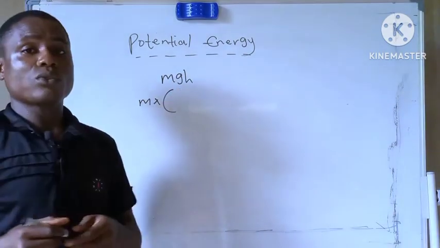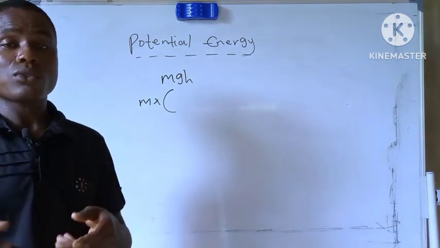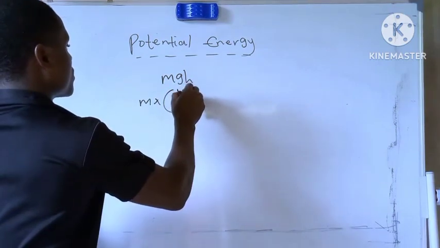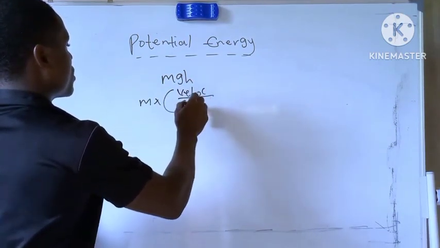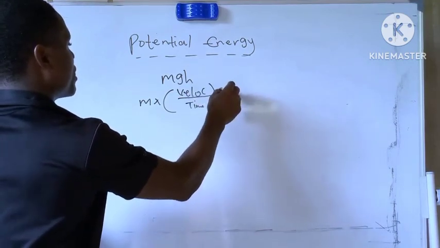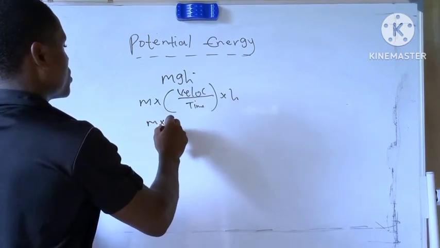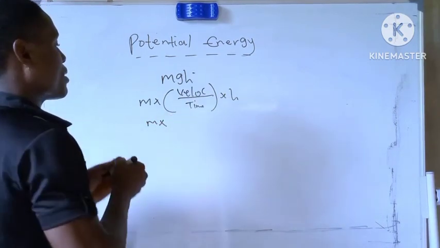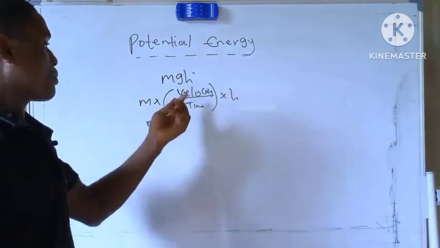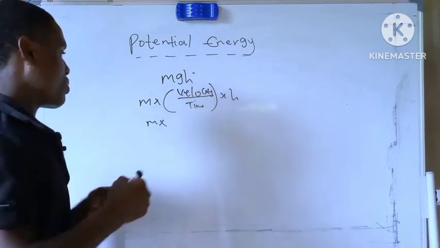we know this acceleration due to gravity has its own formula, right? So what is the formula of acceleration? It's velocity all over time, multiplied by the h. So m multiplied by, also we can still split velocity, right? We can still split velocity. So what is the formula of velocity? Velocity is displacement all over time.